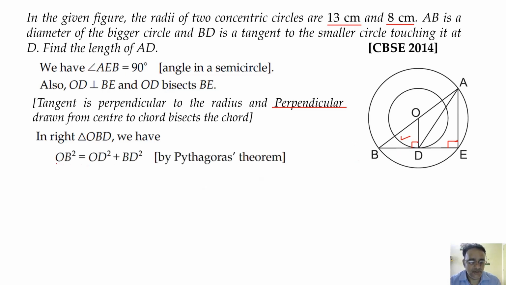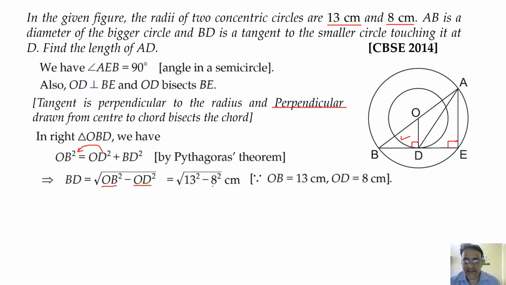Now we'll substitute. We have to find BD, so we shift this here, it will become minus. So BD will be root over OB square minus OD square. Now substitute the value of OB and OD, that is OB is equal to 13 centimeter and OD is equal to 8 centimeter. Right. So 13 square is 169 minus 64. So we'll get root over 105 centimeter. We'll keep it like this only.